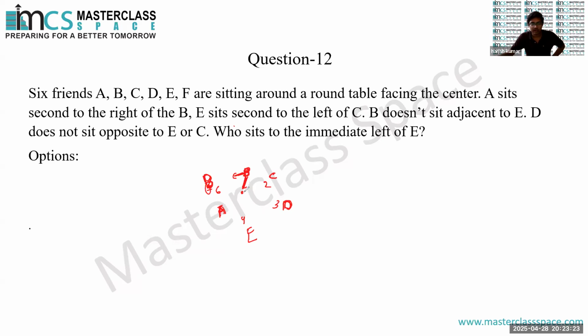Right. Then I have F left over, so I can put F here. In fact, if I shift the positions of D and F, that will not be an issue. So I can place it here or here also. That is not an issue. Now the question is, who sits immediate to the left of E? Now E is sitting here. For him, this is the right and this is the left. Immediate to the left of E, A is sitting. So A is your answer.